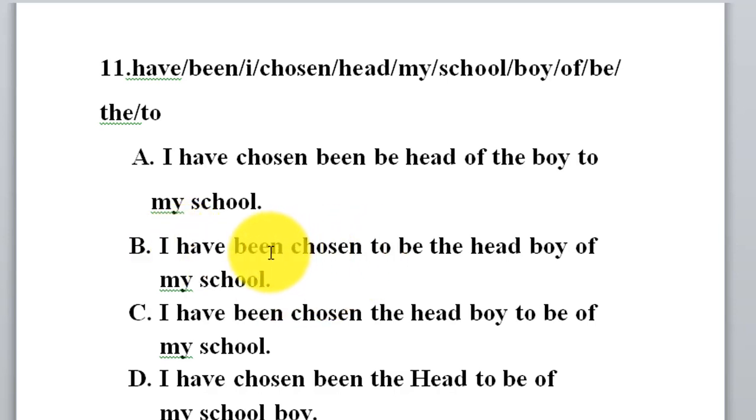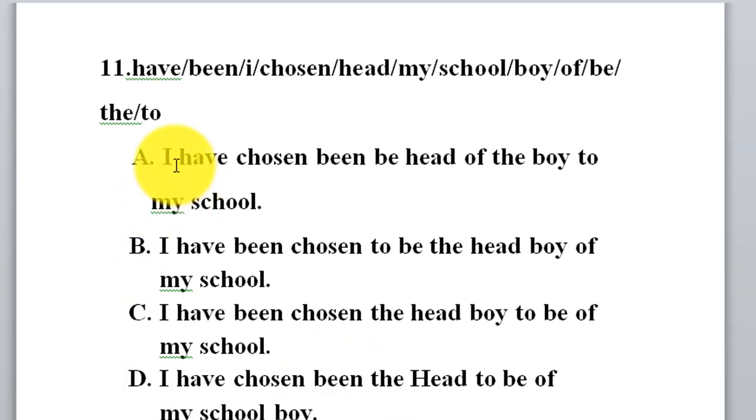Look here. The being I mentioned earlier is between the two words now. Absolutely right. To be the head boy of, to be are consecutive words. So: I have been chosen to be the head boy of my school. Correct. See, look, I have been chosen the head boy to be of. Look at the problem here: to be of my school. It is impossible to write in such a way, please. It is incomplete and not coherent. I have chosen been. Wrong position of the word been.